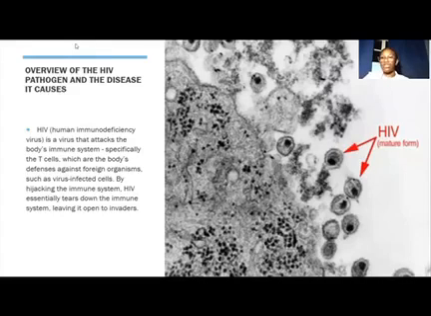HIV, also known as human immunodeficiency virus, is a virus that attacks the body's immune system, in specific the T cells, which is the body's natural defense against foreign organisms. By hijacking the immune system, HIV essentially tears down the immune system, leading overall to death.